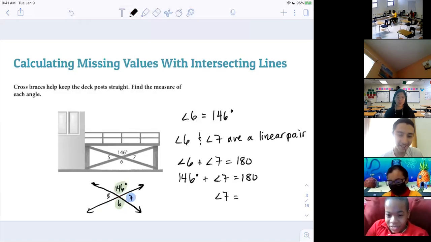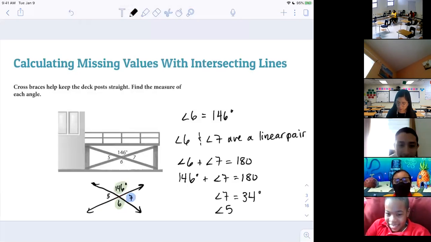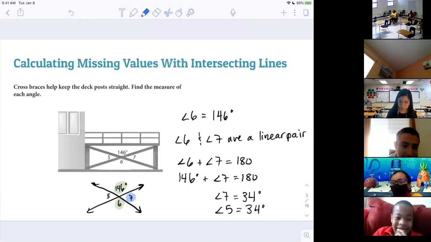And yes, Perla, your question is correct. 5 and 6 are also a linear pair because they're along the other line. That's 34. Good. Yeah, I got 34 too. Awesome. So I know angle 7 is 34, which makes angle 5 also 34. So that's how I get that.